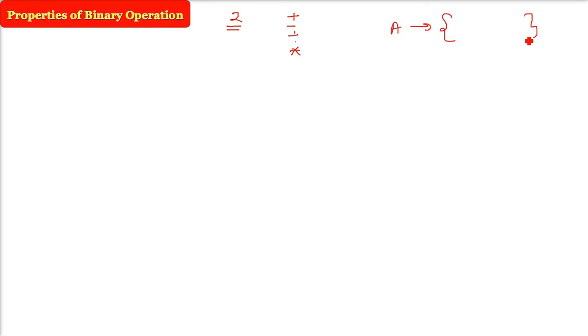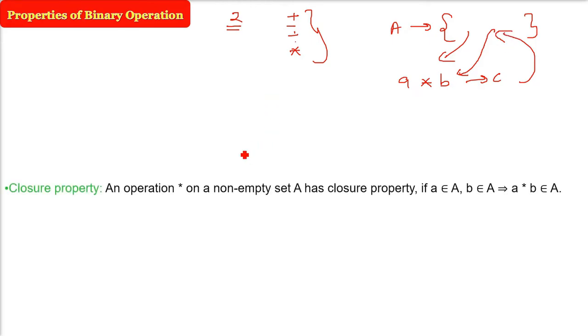we have a set A. The first value has to be taken from this set. Let us say it is A. The second value is also taken from this set. Let us call it as A. Now we operate, we are calling star as a symbol. And the value C, which is coming after the operation, should also belong to that set A. So this is nothing but the closure property.